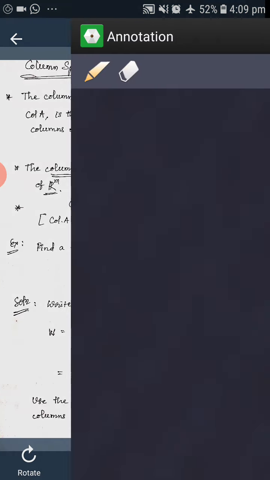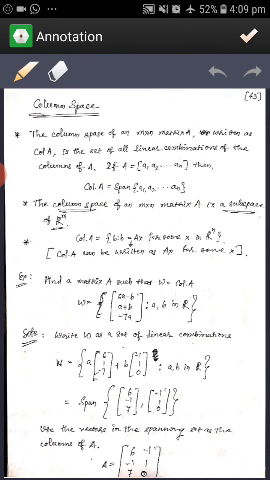So null space is Ax equal to 0. Then column space, the column space is nothing but the linear combination of the columns of A. If there is a matrix, then there will be columns. Each one we call a column here, A1, A2, A3 up to AN. So the column space of A is the linear combination of columns of A.